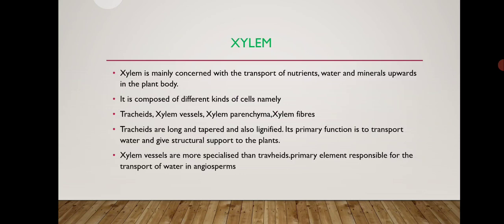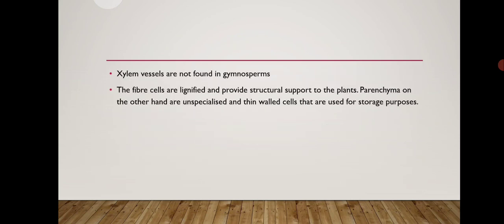Xylem is concerned with the transport of nutrients and water minerals aboard the plant body. Mainly consists of four types. They are tracheids, xylem vessels, xylem parenchyma and xylem fibers. Xylem vessels are not found in gymnosperms. The fiber cells are lignified and provide structural support to the plants. Parenchyma, on the other hand, are unspecialized and thin-walled cells that are used for storage purposes. Parenchyma is mainly used for storage purposes.